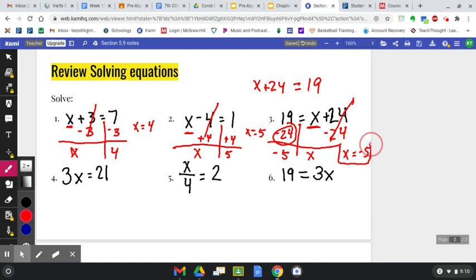Now, just remember that you can always plug these back in and check. Does negative 5 plus 24 equal 19? And the answer is yes.